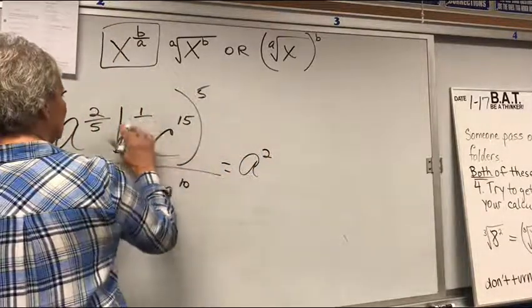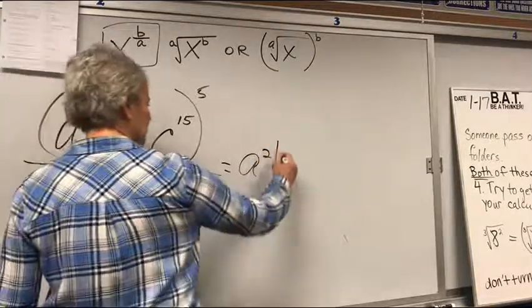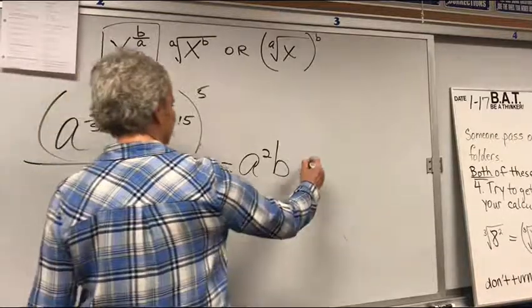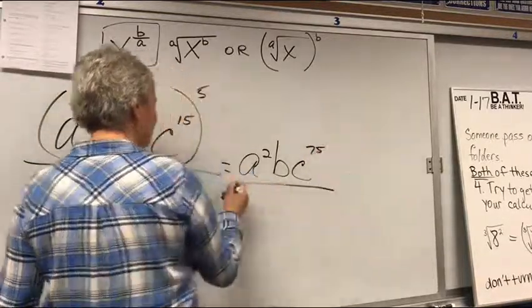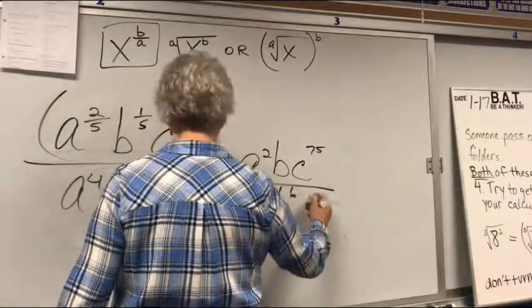Oh, I didn't mean to do that to you. B first, so just B. And C to the 60th. No, 75. Okay, let's rewrite. Don't do it in your head, please.